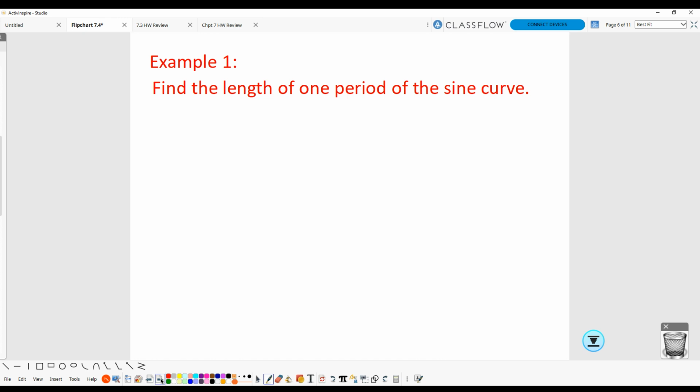Yeah, I said calculator. It is hard to get these to come out nicely. Yep, need to be in radians.